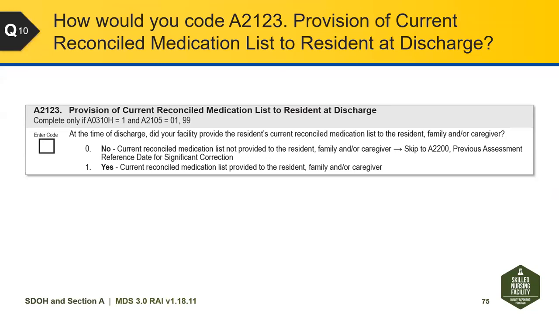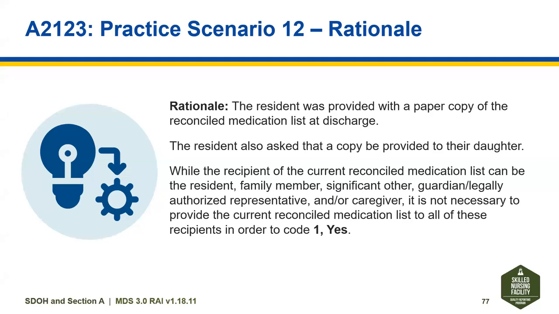You can complete this poll. And the majority of folks got this correct. The correct answer is 1. Yes, the current reconciled medication list was provided to the resident at discharge. The data element was coded as yes because the resident was discharged home. So A2105 would likely have been coded 01, home community setting.